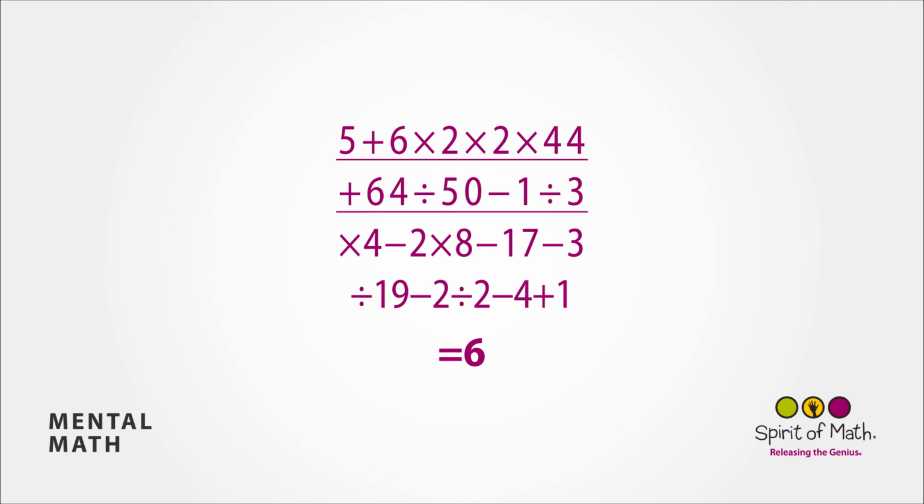Dividing that by 3 is 13. Multiplying by 4 is 52, and subtracting 2 is 50. Multiplying by 8 is 400, subtracting 17 is 383, subtracting 3 is 380, dividing by 19 is 20, subtracting 2 is 18, dividing by 2 is 9, subtracting 4 is 5, and finally adding 1 to that is 6.